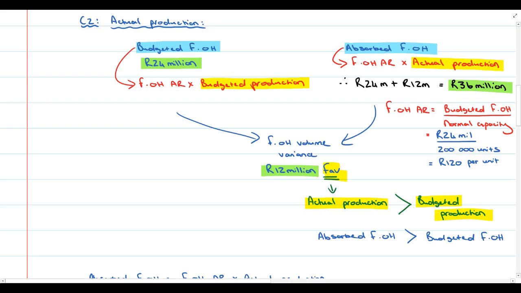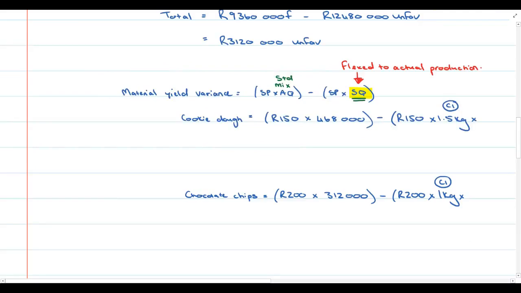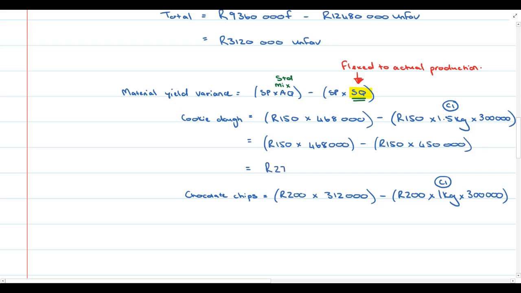All right, and now that we have actual production, we can wrap up the variance calculations. We need to multiply this by actual production because we are going to take the standard quantity for 1 unit and flex that to actual production. All right, so if we look at cookie dough, we are going to get a variance here of 2.7 million Rand.